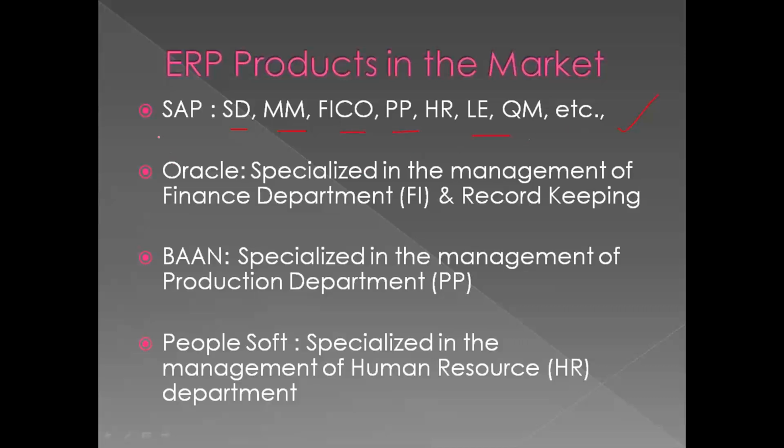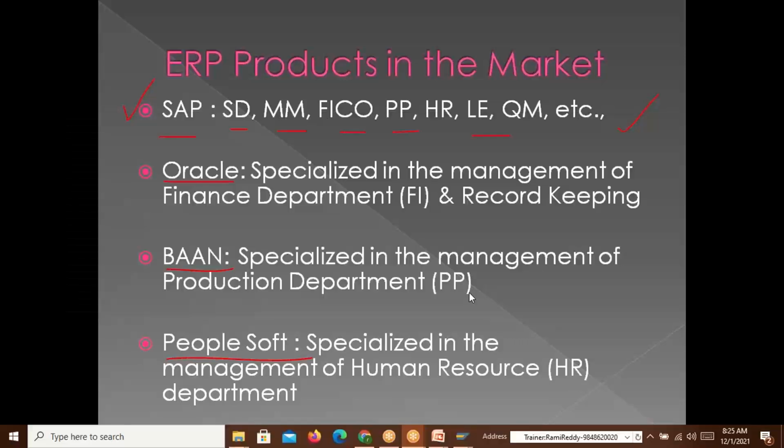So there are so many ERP softwares in the market like Oracle, BaaN, PeopleSoft, and things like that. But SAP ERP is the market leader when it comes to ERP softwares. Most of the mid and above mid cap companies will use SAP because it is a very effective and efficient solution compared to other ERP software. Because other software, say BaaN, is only for PP.